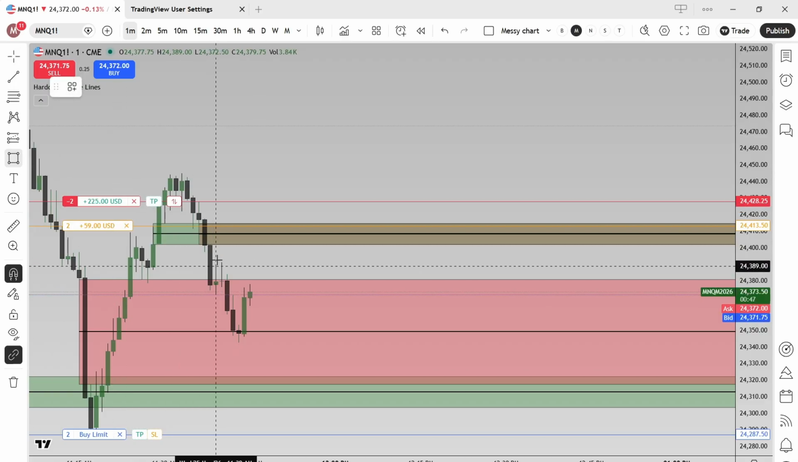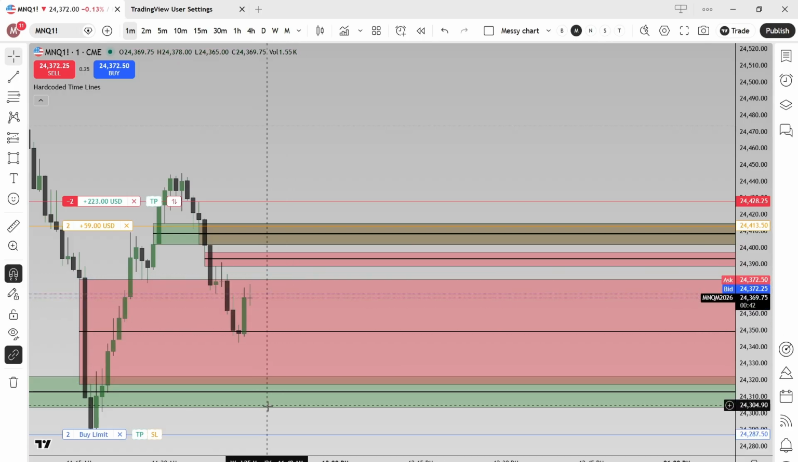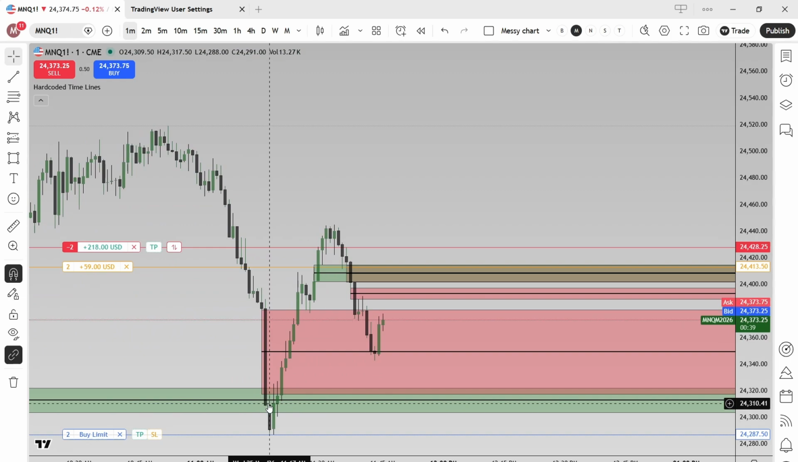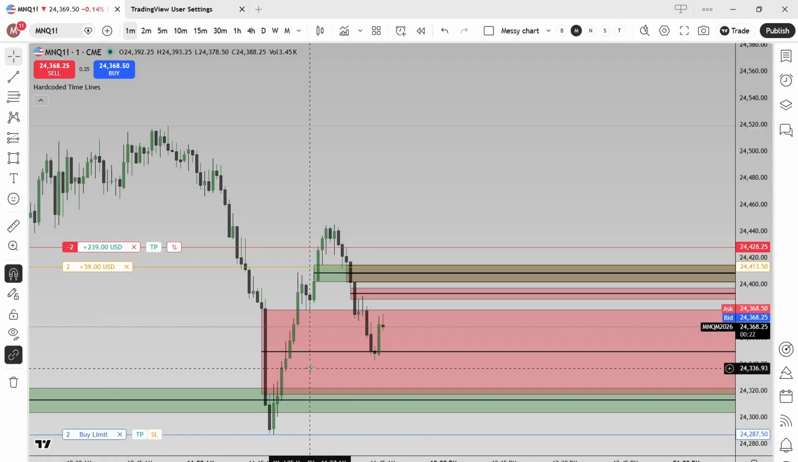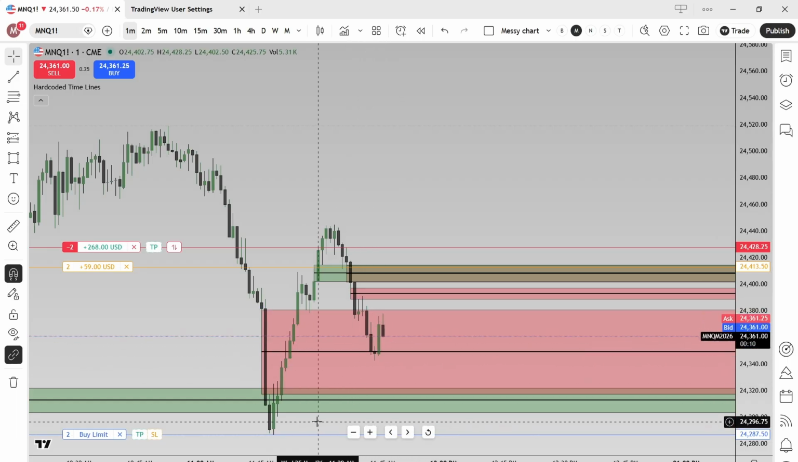Expecting it to leave, tap into this gap, then play between both these ranges, and then eventually give up the ghost and run to my liquidity. If it can't even get there, that's really good for me. You're gonna expect a move like this. The more you trade, the more you will understand how this price action moves.